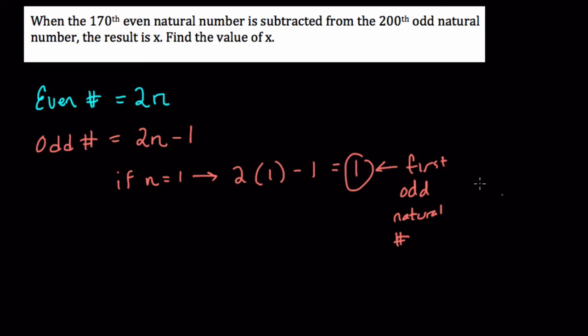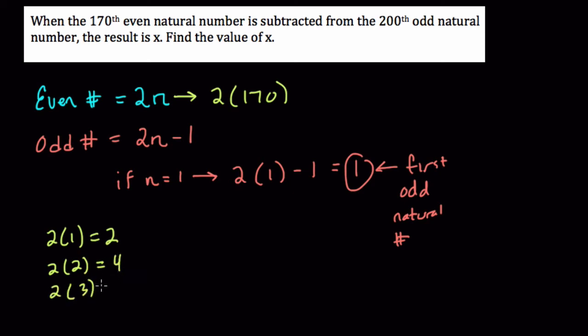But once you define numbers in this way, if I told you the 170th even natural number is subtracted from the 200th odd natural number, well, the 170th even number is just 2 times 170. The first even number is 2 times 1. The second even number is 4, which is 2 times 2, and the third even number is 2 times 3. So 2 times n is the nth even number.